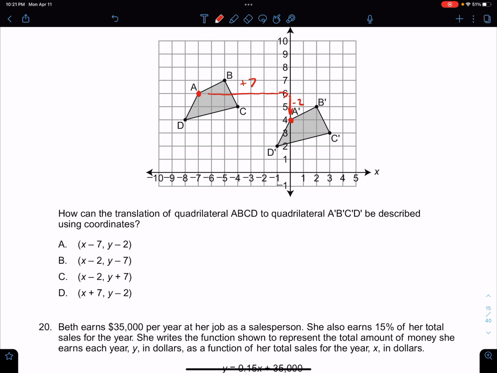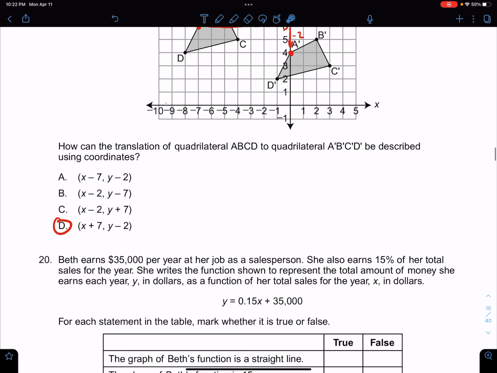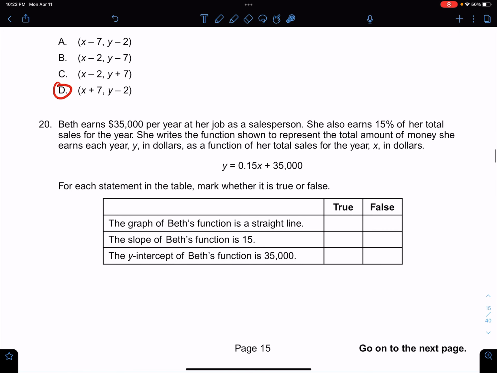Okay, so now I have to find the translation down here of the one that is plus 7, x plus 7, because this is my x-axis here. So that's my x-axis. So x plus 7, right? And there's only one that's going to have that. But just to double check, I have to find one that says y minus 2, because this is my y-axis, and I went down 2. So I know my answer has to be D.